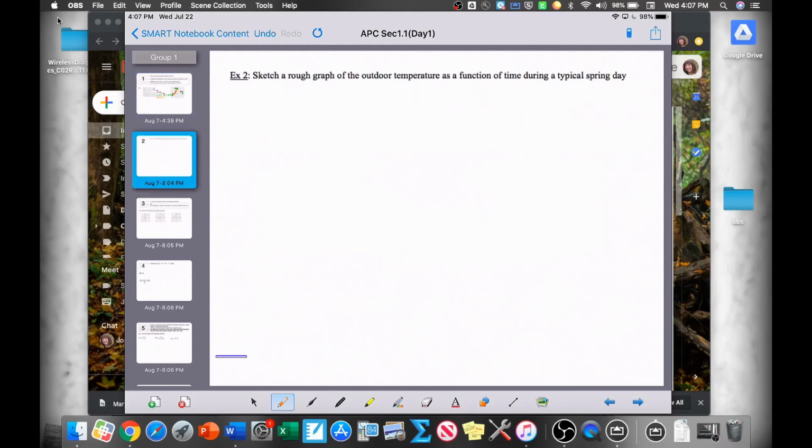Moving on, it says sketch a rough graph of the outdoor temperature as a function of time during a typical spring day. If we're thinking about what temperature is like in the spring, first of all, our day is 24 hours long. Our day technically starts at 12 a.m., the middle of our day would be at noon or 12 p.m., and then our day would end, or come full circle, again at 12 a.m.